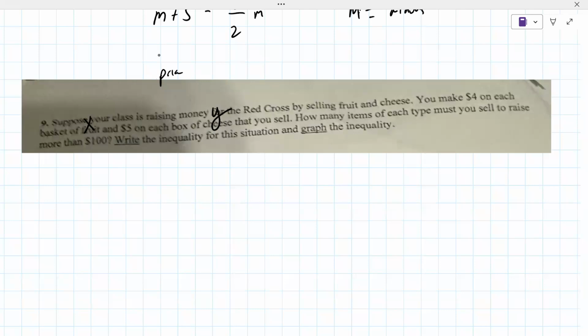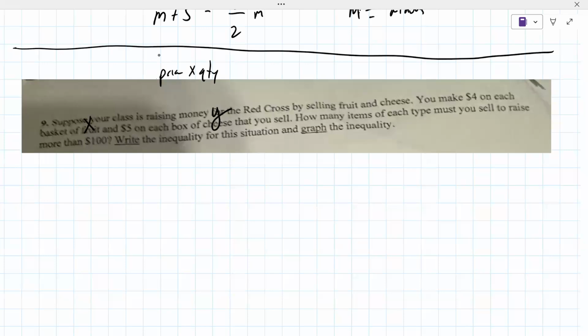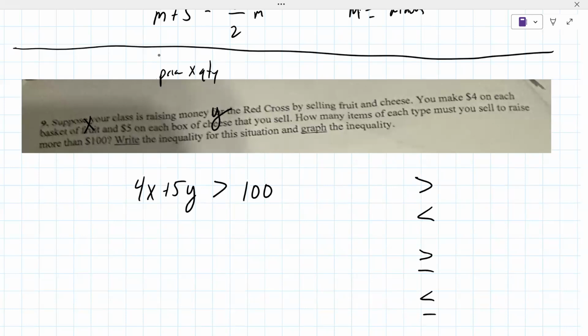Okay, so like I said, it's typically a price times quantity. So 4x plus 5y needs to be more than 100. So which symbol is of these greater than, or equal to? Wait, no, just more than. So then yeah, 4x plus 5y is greater than 100.